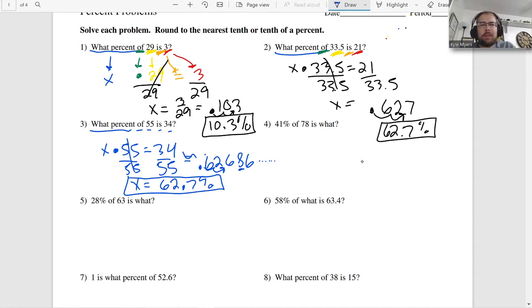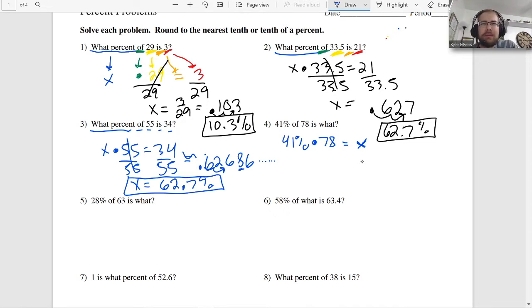Okay, this one's a little bit different, but again, you just go, okay, 41% of 78 equals what? So actually, there's no solving here. 41% of 78 is what? Okay, so don't try to multiply the 41 and the 78. You're just going to get another percent number. So I guess you could, but then you'd have to make sure to change it back into a decimal because x is not supposed to be a percent here.